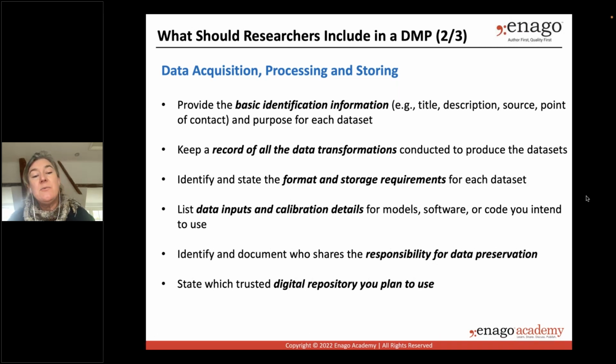And again, state which trusted digital repository you plan to use. That's often going to be really important for particular funders or institutions, because they may well have relationships with or trusted repository lists, which they are going to want to see used to be able to fulfill their own mandates and their own requirements for security or cost.